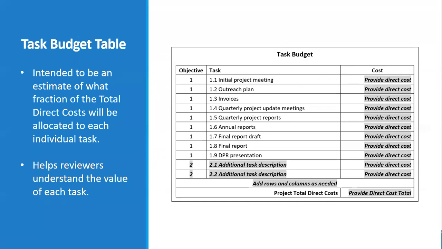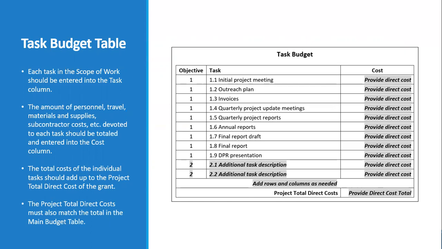The first budget-related table that you'll be filling out in your proposal application is the task budget table. This is intended to be an estimate of what portion of those total direct costs that we described will be allocated to each individual task. And this helps reviewers essentially see what the relative value or relative cost of each task is.